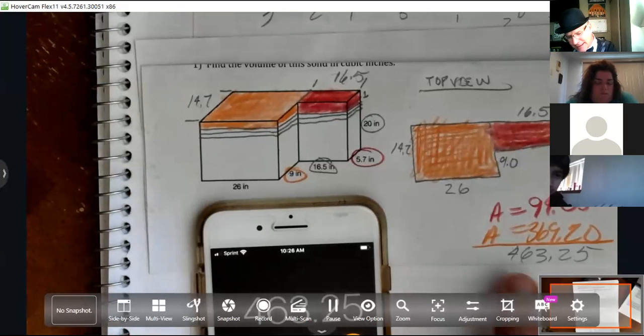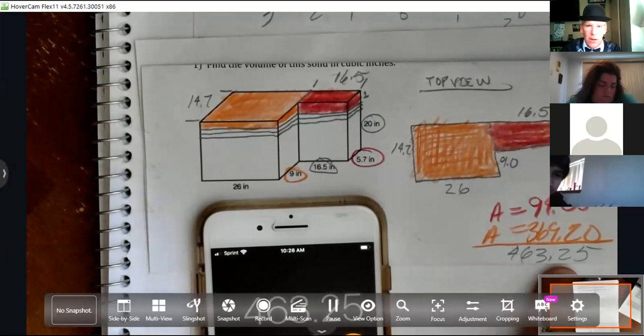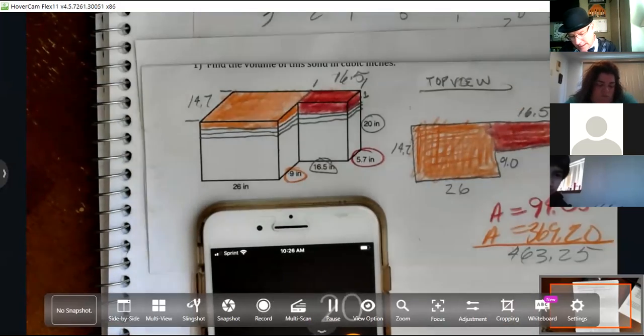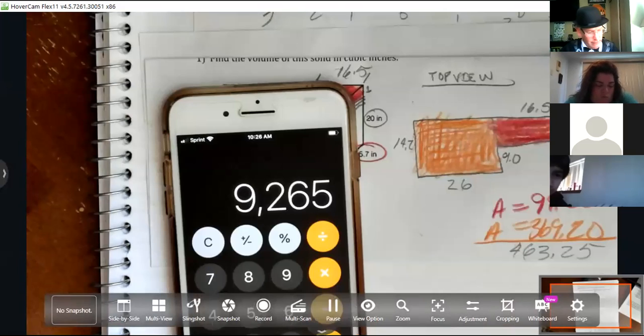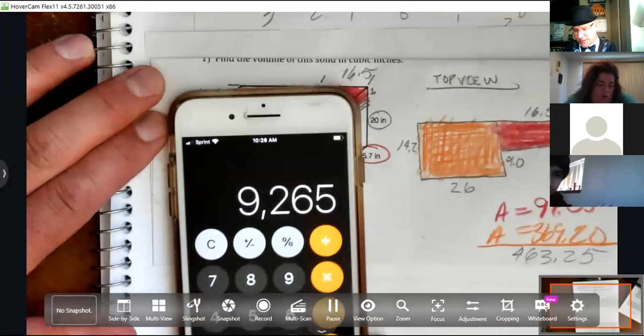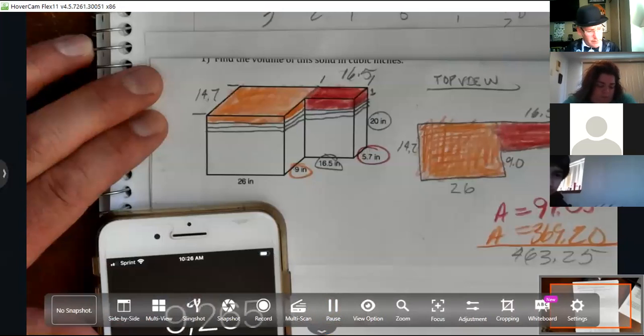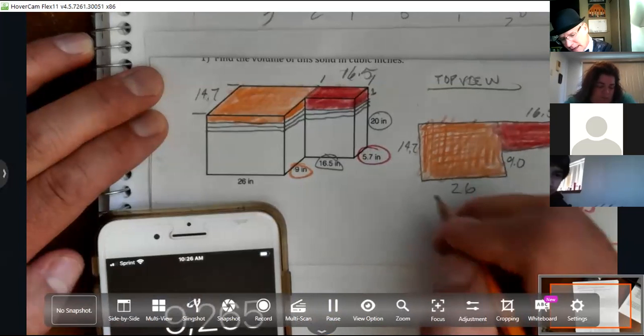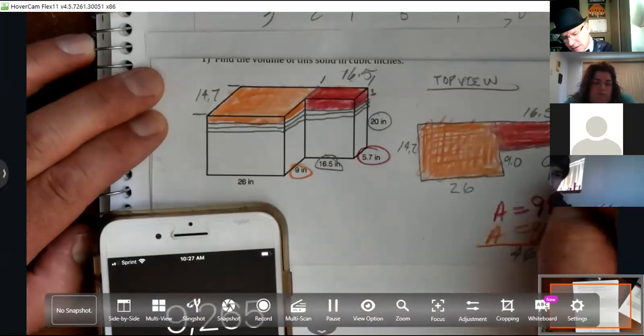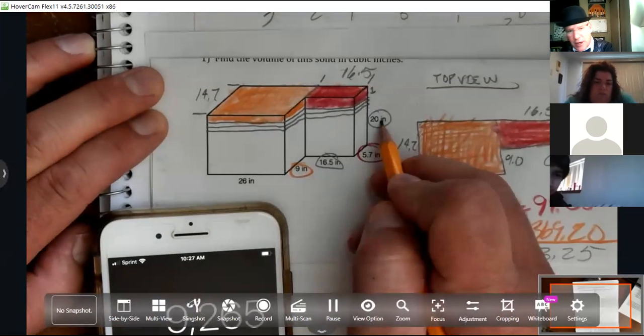We can either add this together 20 times, or something you guys learned a few years ago, that if you have more than one of something, you just multiply, right? So go ahead and multiply this by 20 with your calculator. Boom. We get a grand total of 9,265. So we know our total is 9,265.